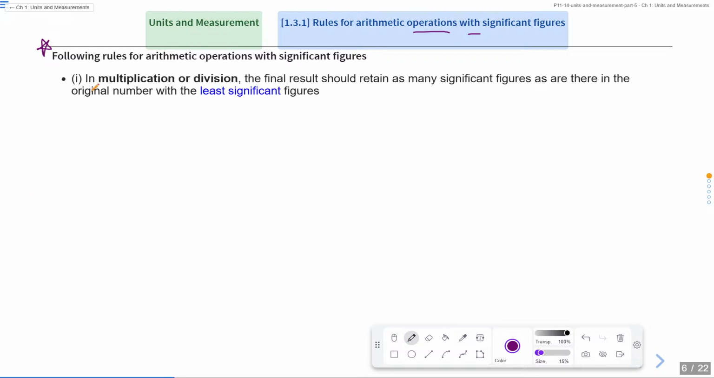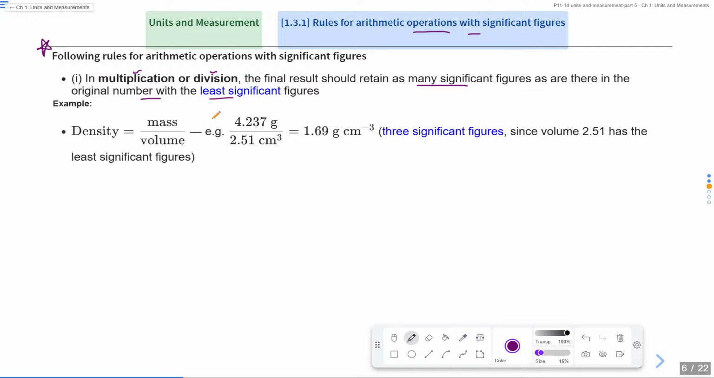Okay. So there are two rules. One rule is the same for multiplication and division. Another rule is the same for addition and subtraction. For multiplication and division, the final result should retain as many significant figures as there are in the original number with the least significant figures. You will understand from an example.